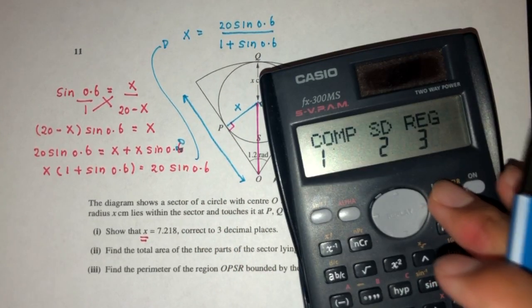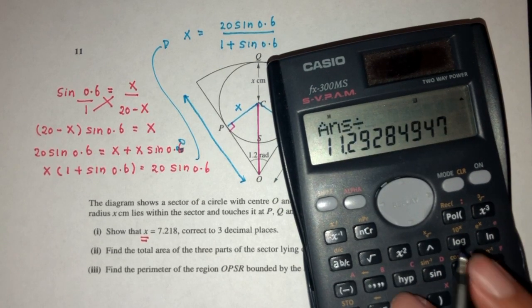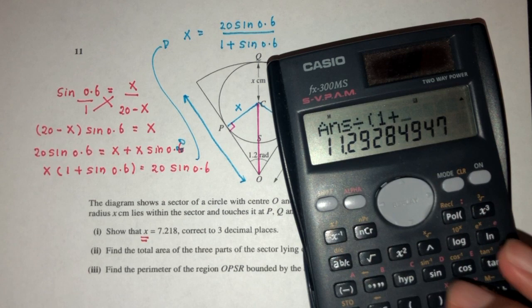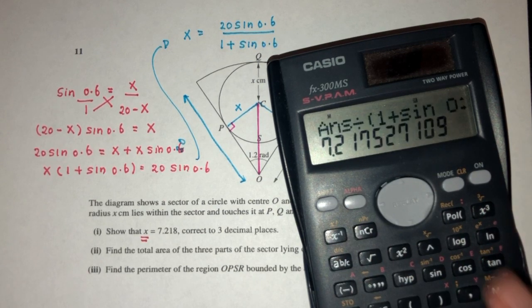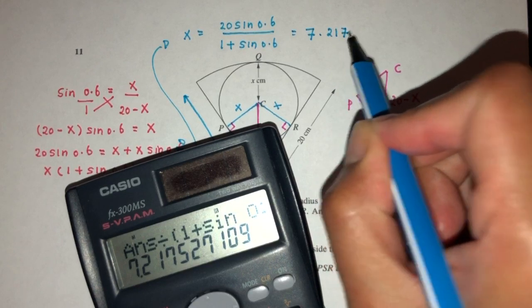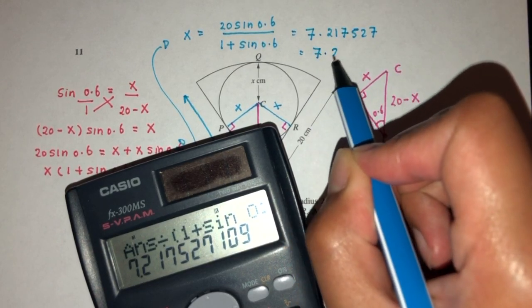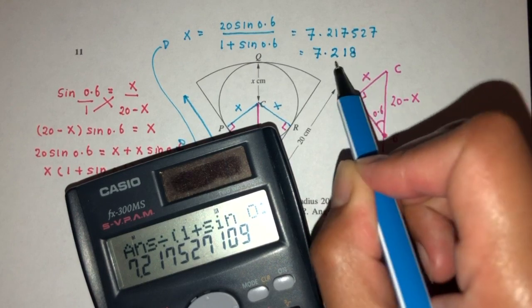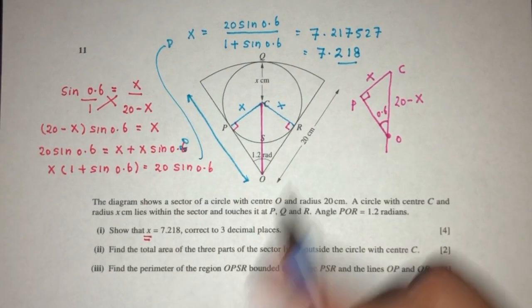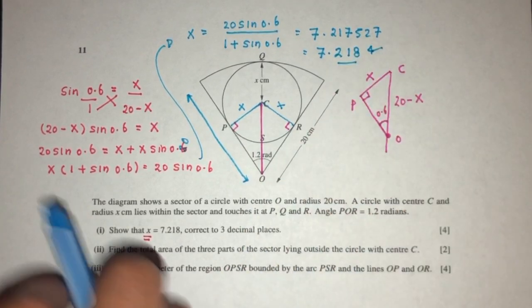So here we have to use radians. So 20 sine of 0.6 divided by 1 plus sine of 0.6. And that will be 7.217527. So to 3 decimal places, that will be 7.218. This is shown as required. So great news, we're able to find the value of x from this information.